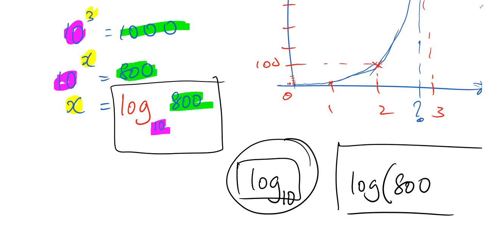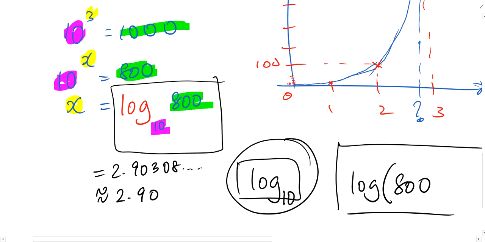What do you see? 2.90308 and so on and so forth, right? Okay? How many SF should we leave our answer to? 3 by default. 2.90. This is the value of x. Does it tally with my graph? Yes. I said it is closer to 3, right? This is closer to 3.